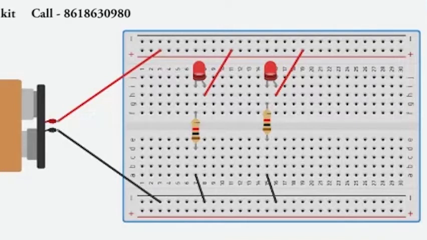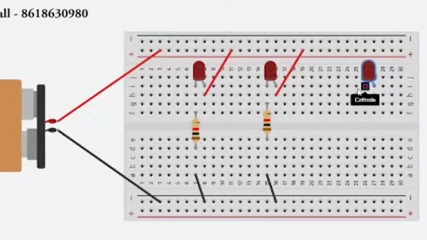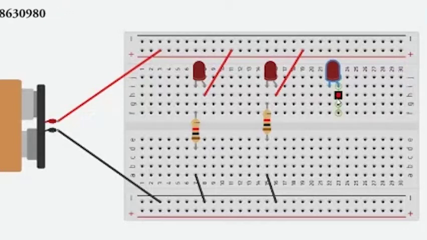Now let us connect one more LED. Let us be a bit more enthusiastic and connect one more LED over here. Let me take it over here. And now let me have a resistor, because as we know the LED can take only 3 volts. Now let us connect this end, that is the shorter leg, to the negative terminal.